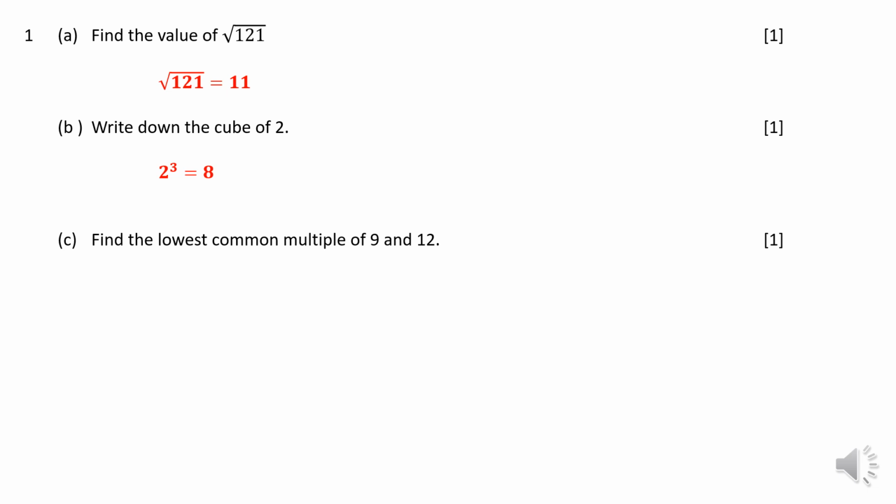And find the lowest common multiple of 9 and 12. These are elementary questions. Multiplication means you do the 9 times table and the 12 times table. You realize that the lowest common multiple is 36.